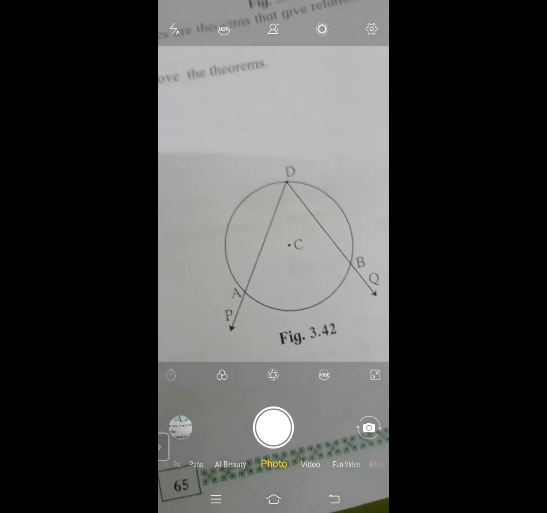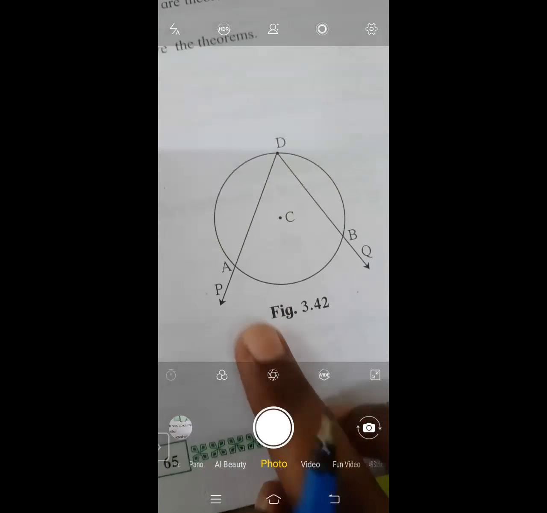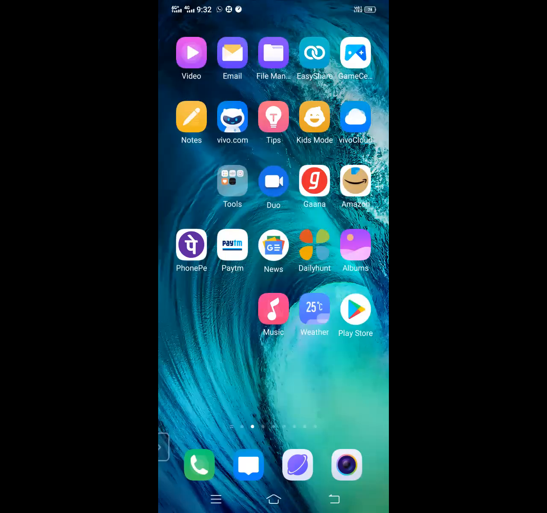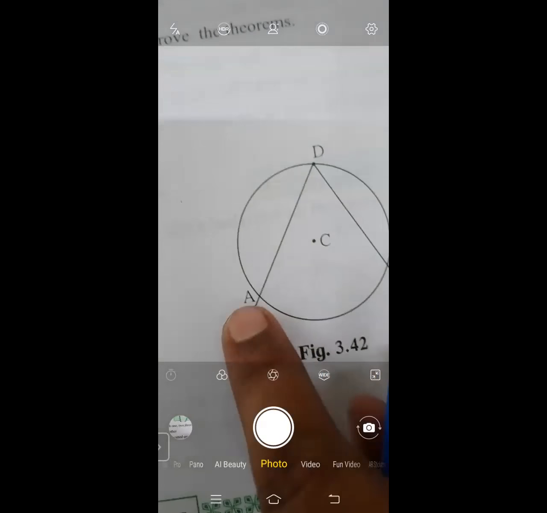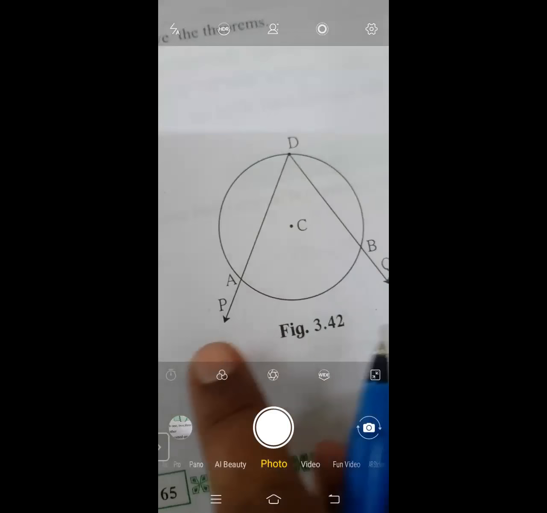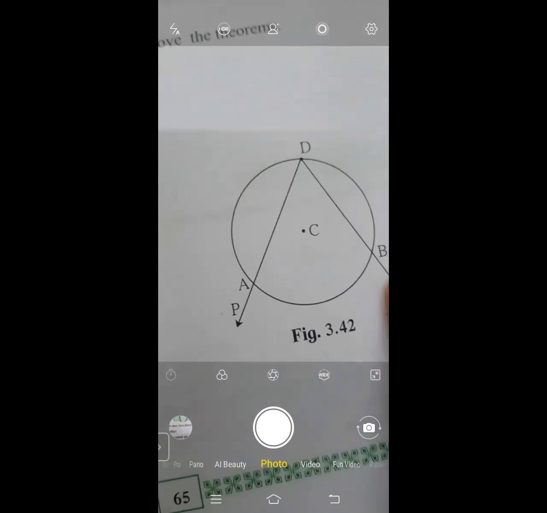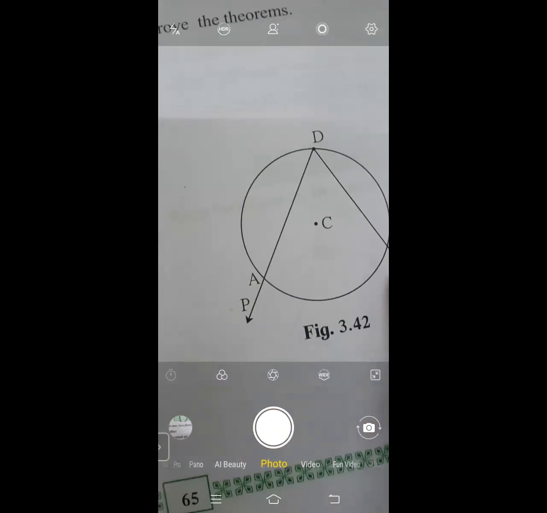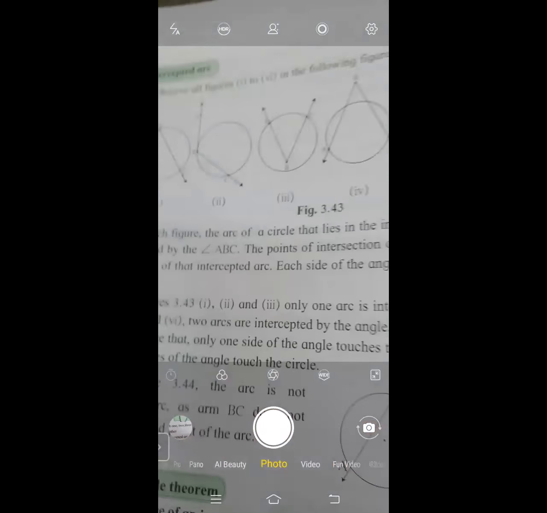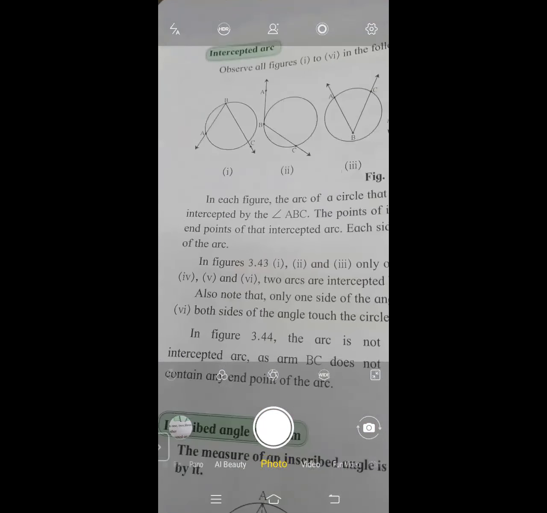So angle ADB is inscribed in the arc ADB. While learning the inscribed angle, we are taking the arc, the back side of the circular ring, and this is the arc. Okay, so angle ADB is inscribed in the arc ADB. The circular part behind the angle is taken. Now these are intercepted arcs.